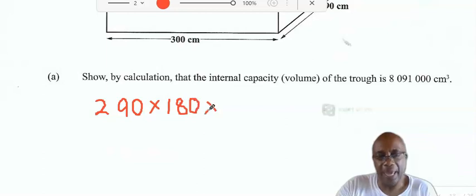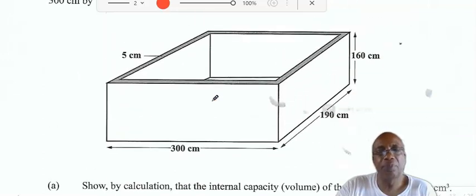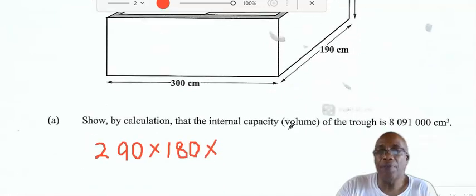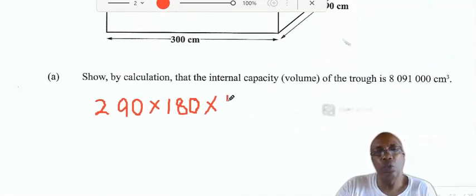And then we multiply by the height. Now remember, it has no top. The bottom is made of the wood 5 centimeters thick. So therefore the internal height will be 160, but minus not 10, but only 5. So that's 155 centimeters. So we multiply that and let us see what we get.